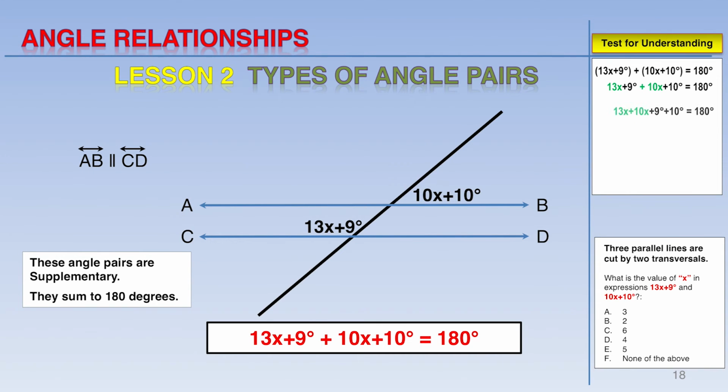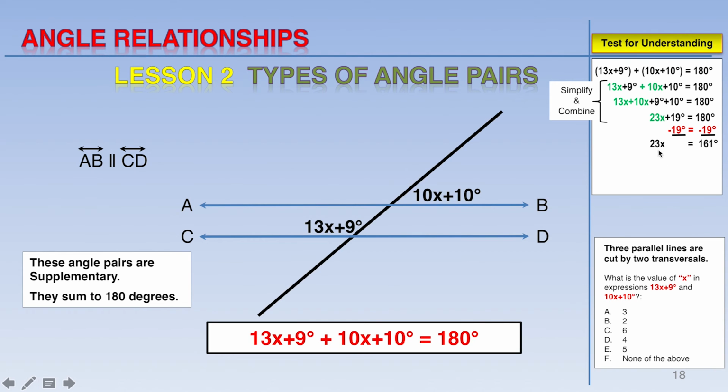Okay, so the first thing we're going to do is simplify and combine. You can see that we're taking the x's and combining them to add up to 23, and we're taking the non-x's, the degrees, and adding them so they sum to 19. Now we can solve this like a simple two-step algebraic equation. We subtract 19 from both sides, and note that the 19 is from the degrees, not from the 23.